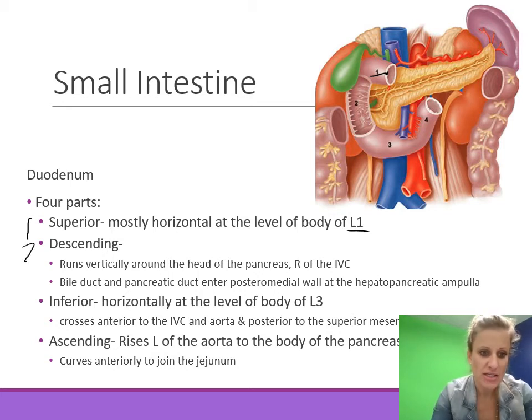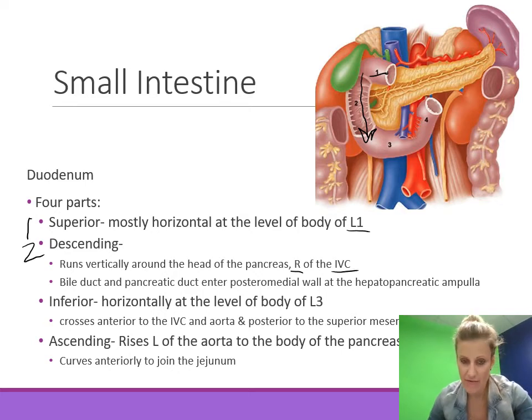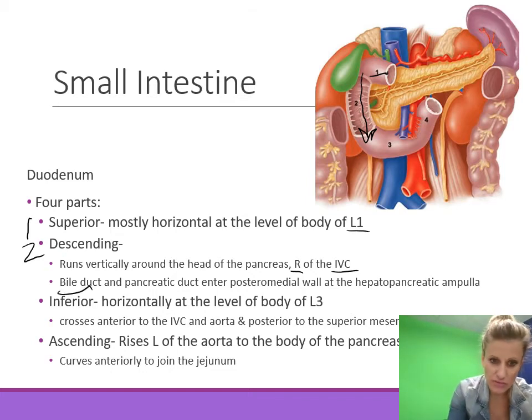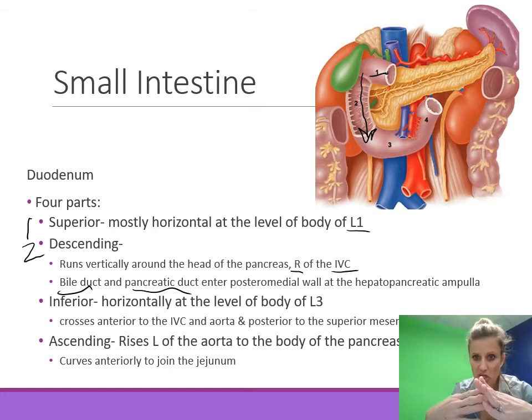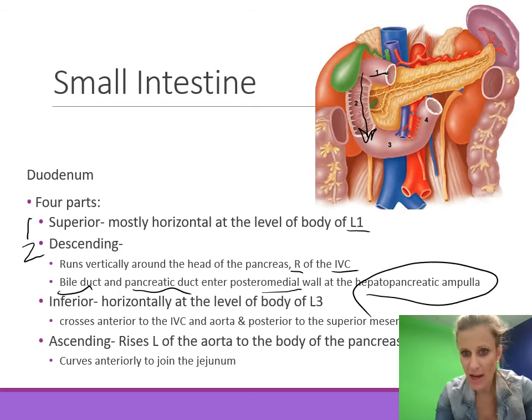The second section is the descending section. This is a vertical section that heads down around the head of the pancreas, just right to the inferior vena cava. This second section, the descending section, is the section that receives the bile from the bile duct and pancreatic juice from the pancreatic duct. Both the bile duct and the pancreatic duct merge, and they enter the descending duodenum at the posterior medial wall via a hepatopancreatic ampulla. And let me show you this.